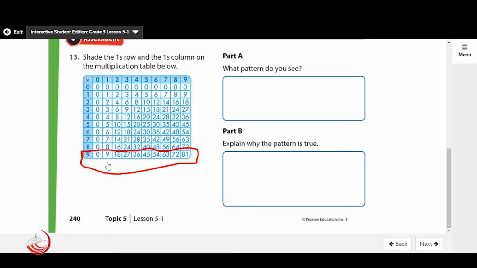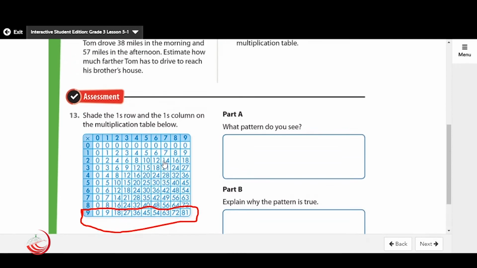And as we have studied before, in the product of 9 as a factor, the sum of the digits is always equal to 9, other than multiplying by 0, of course. 9, it's 9. 1 plus 8 equals 9. 2 plus 7 equals 9. 3 plus 6 equals 9. So the sum of digits is always equal to 9. Very good. Number 13.